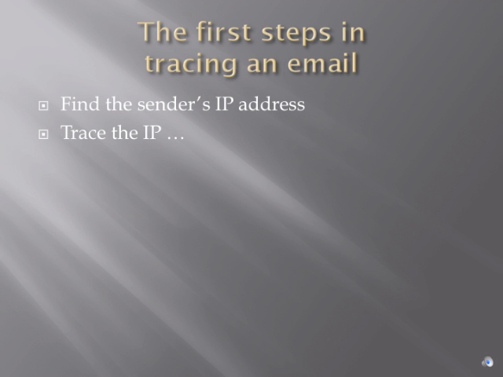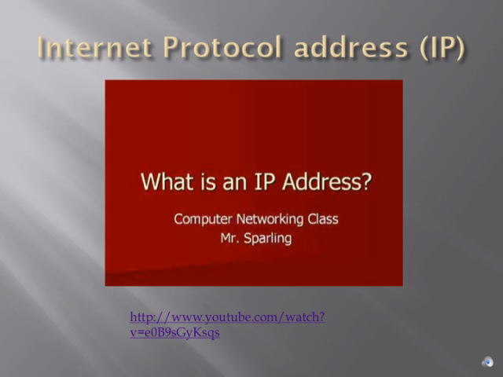So the first step in tracing an email is to find the sender's IP address and then trace the IP. All right, Internet Protocol address, IP. What exactly is an IP? An IP is a unique identifier that can tell you what computer sent something, but there are problems with IP addresses. There are two types of IP addresses. You have public IPs, which are the numbers that will be unique on the internet. And then we have private IP addresses, which are our IP addresses behind our gateway.